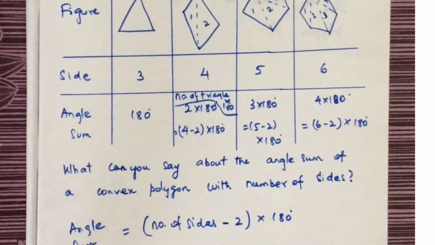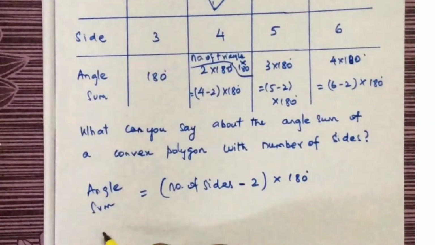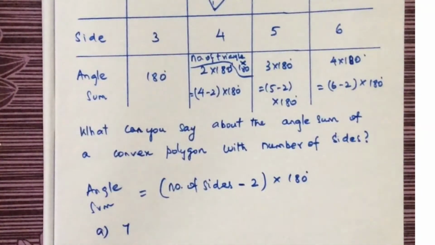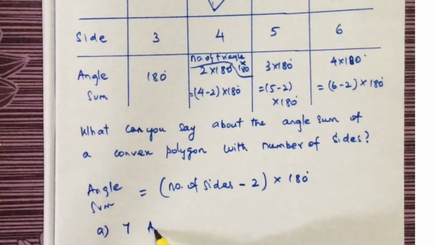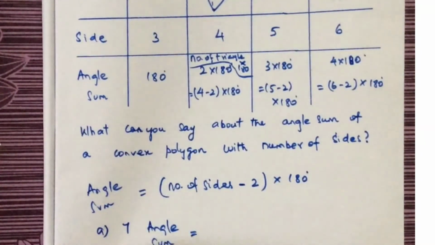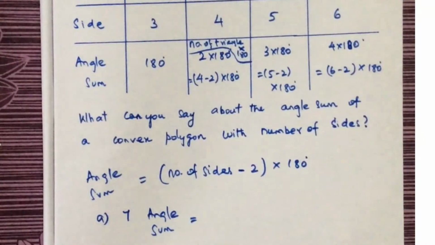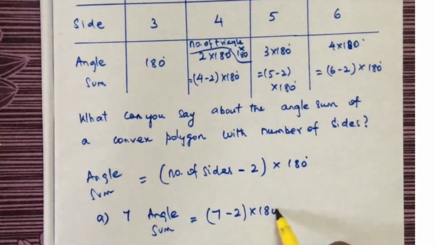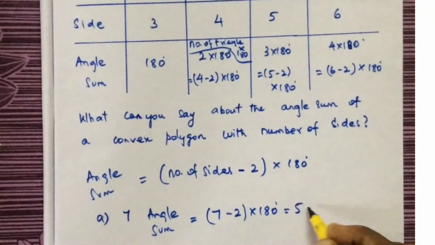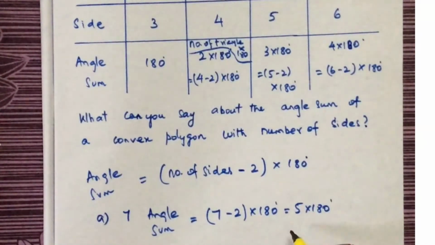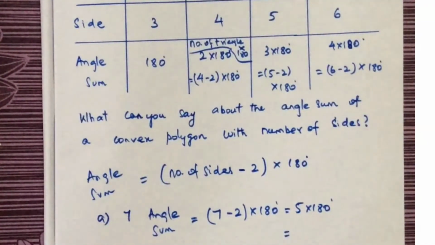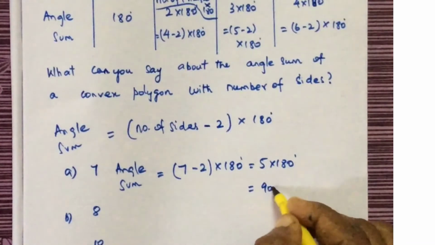Now let me do what will be the angle sum if the number of sides is 7. What is the angle sum we have to calculate? The number of sides, 7, minus 2, multiplied by 180. That is 5 multiplied by 180. That is equal to 900.